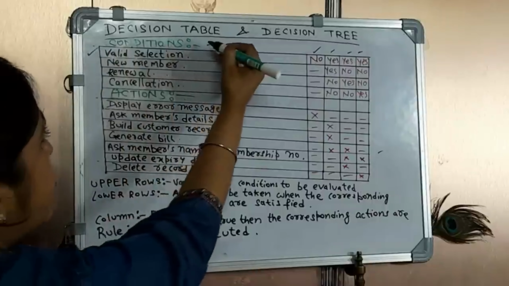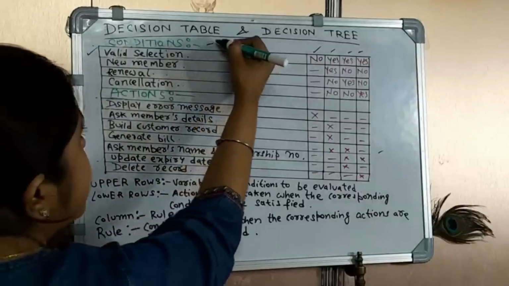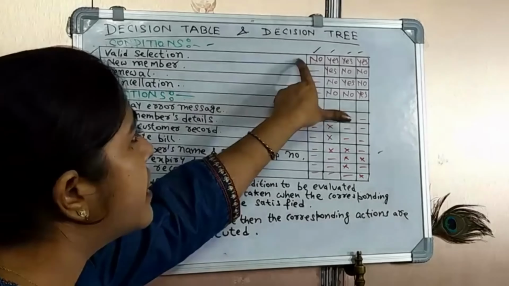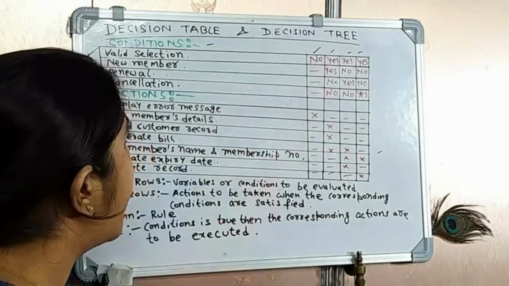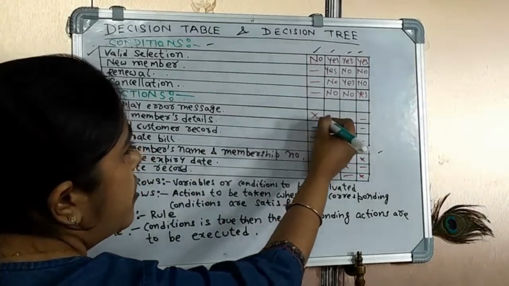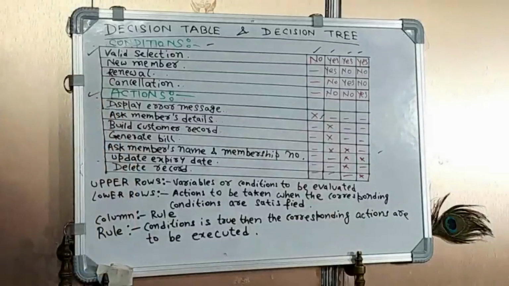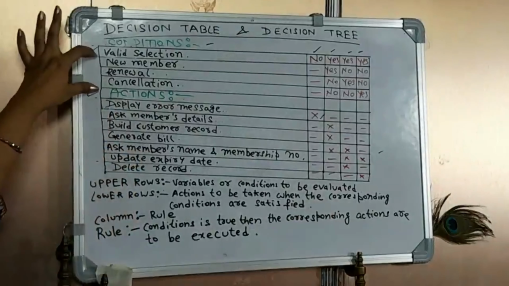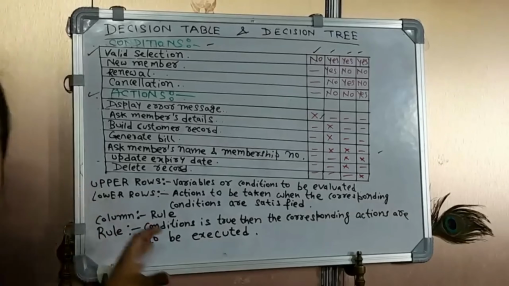What is this no, yes, yes? After choosing the condition, whether the selection is valid, we see the particular action. What will be the action? Suppose display error message. If the particular selection is valid, no, then they will give an error message. This will be selected. These are the conditions and this is the particular action.